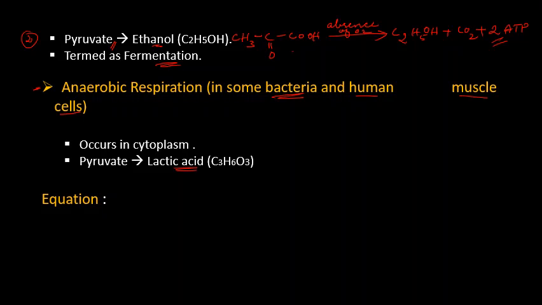Let's see the formula. This is the formula of pyruvate. Pyruvate is converted into lactic acid, along with 2 ATP molecules of energy. This conversion also takes place in the absence of oxygen. Also it takes place in cytoplasm.